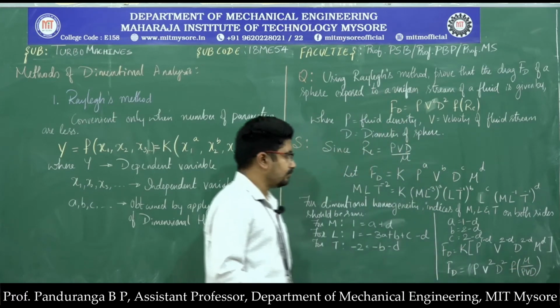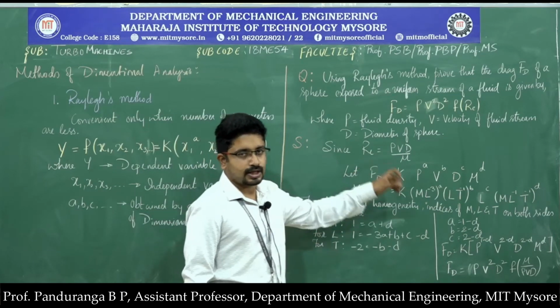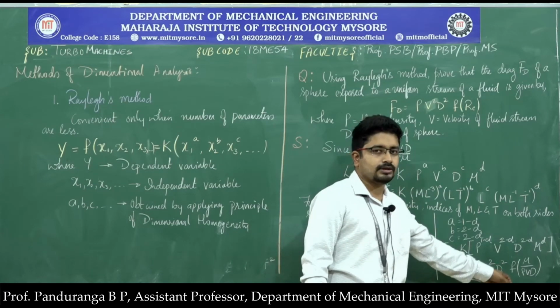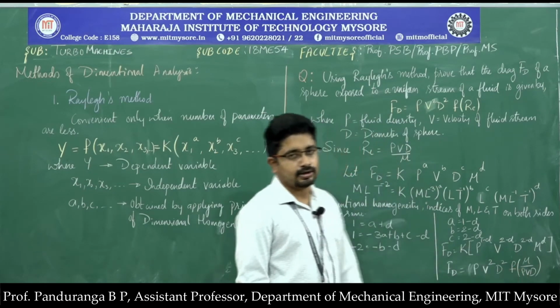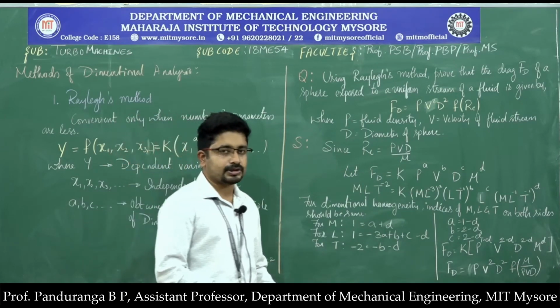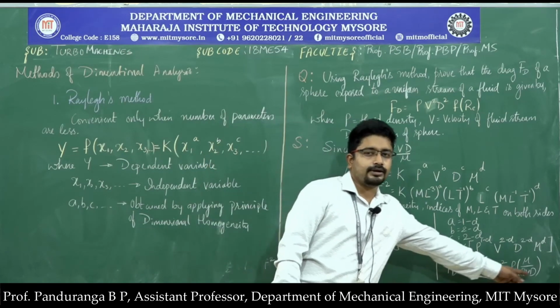So mu divided by rho Vd is nothing but the inverse of the Reynolds number. So I can say that Fd will be equal to rho into V square into D square into a function of Reynolds number. Whether it is directly proportional or inversely proportional, we will get to that later, but it is just a function of Reynolds number.